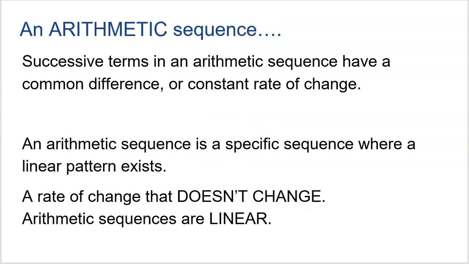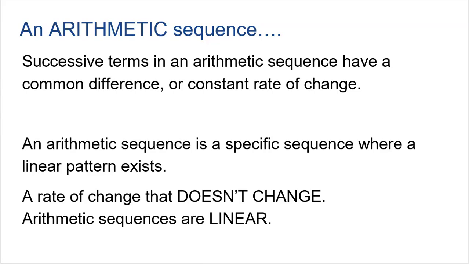All right, so what's an arithmetic sequence? Well, in an arithmetic sequence, it's just a very specific type of sequence where successive terms have a common difference or a constant rate of change. So an arithmetic sequence is simply where the difference between the terms is the same, which makes it linear, right? An arithmetic sequence is a specific sequence where a linear pattern exists.